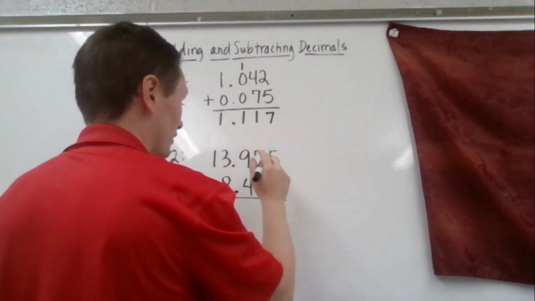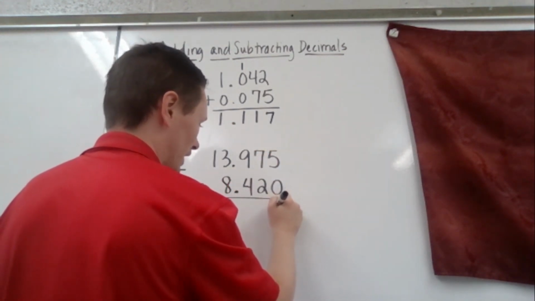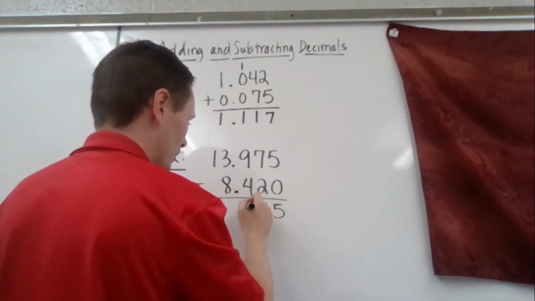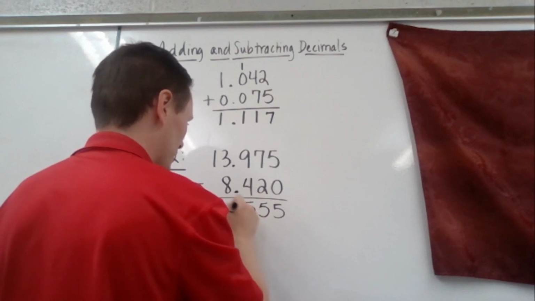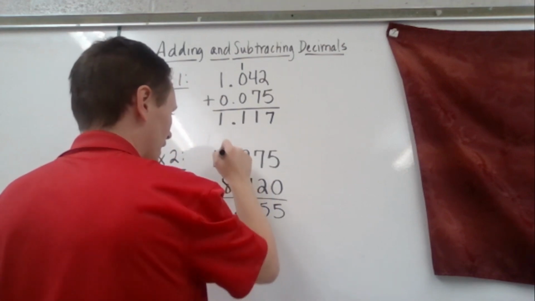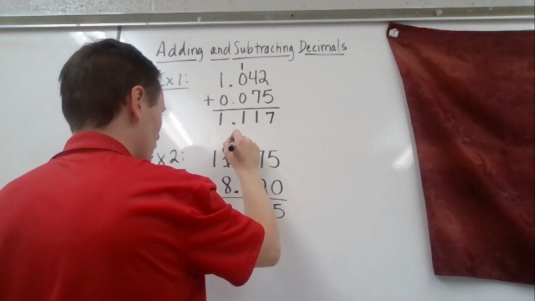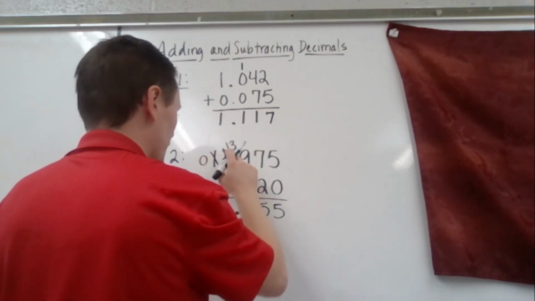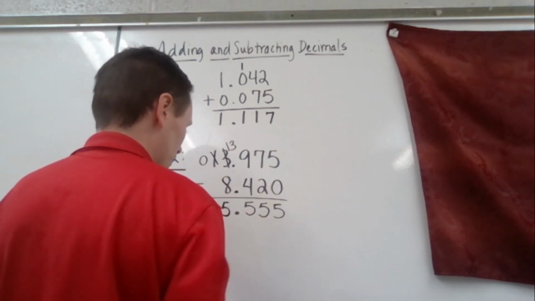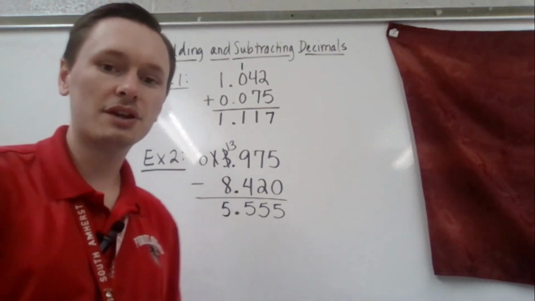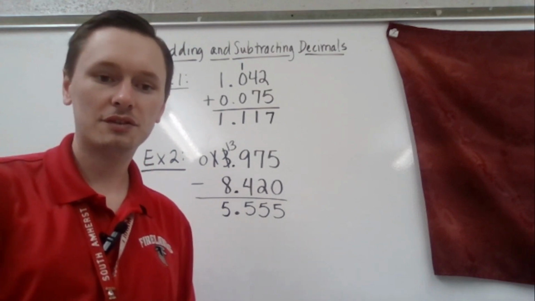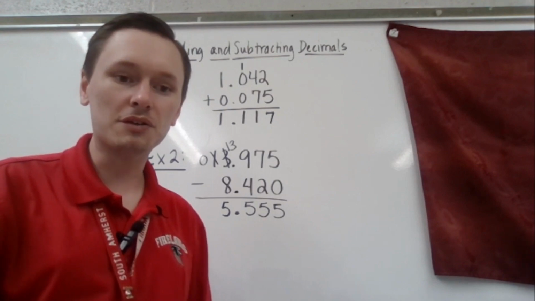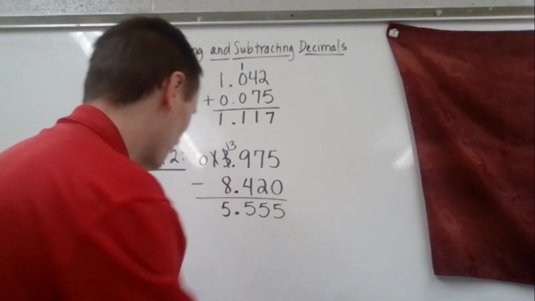All right, so 5 minus 0 is 5. 7 minus 2 is 5. 9 minus 4 is 5. Bring down my decimal point. 3 minus 8 I cannot do, so I've got to make this a 13. This becomes a 0. 13 minus 8 is 5. So my answer is 5 and 555 thousandths. All right, there's one more example we're going to do, and then you will try some on your own.